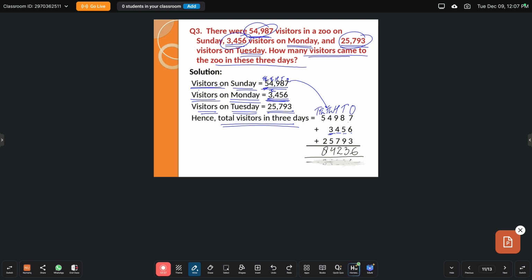3,456. Now the visitors who came to zoo on Tuesday, the number was 25,000. Here this 2 is again at 10,000s place. So I will start writing this number from 10,000s place. Then I will add this.